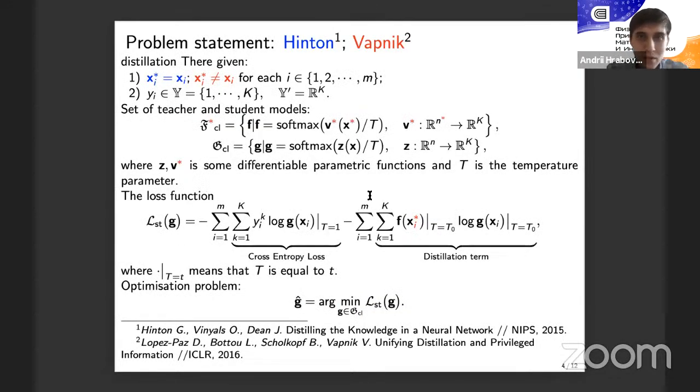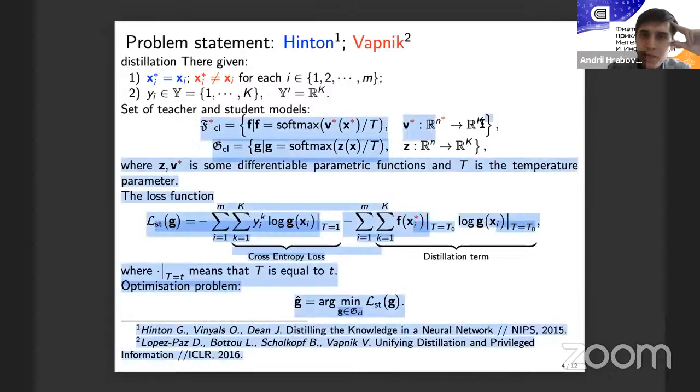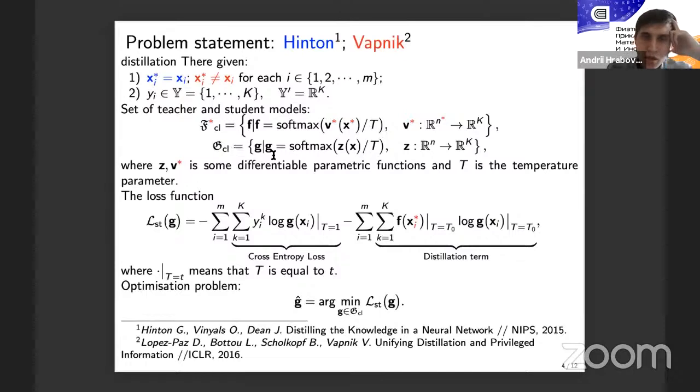This slide shows the difference between the Hinton and Vapnik distillation tasks. First of all, in Geoffrey Hinton's work, it's assumed that the feature space for the teacher and the student model is the same, but Vapnik's does not meet this condition. We have two spaces of models, the teacher models and the student models. Here we can see the functions v and z. They are some differentiable parametric functions, and t is the temperature parameter.